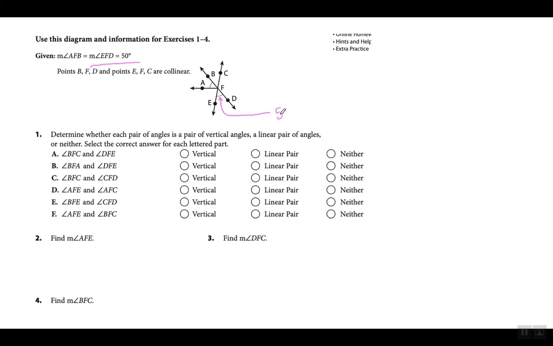Okay, este ángulo es 50. And this is a straight line. Esto es una línea recta. So that's a linear pair. That means this angle right here has to be 180 minus 50, which means it has to be 130 degrees. Okay? That's a straight line. A straight line is always 180. So if this is 50, you do 180 minus 50 to find this one, which is 130.